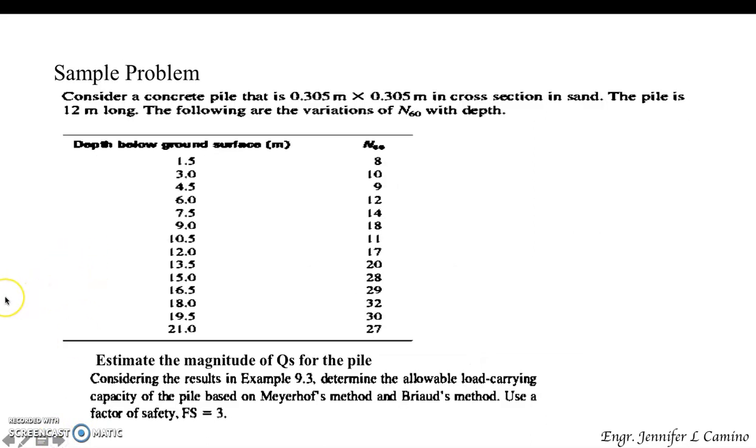So we have here a sample problem. Consider a concrete pile that is 0.305 meters by 0.305 meters in cross-section in sand. The pile is 12 meters long. The following are the variations of N60 with depth. So for this one, we are given our variations of N sub 60 that corresponds to every depth. We're going to estimate the Q sub S, our skin friction for the pile. We have to consider the result of the previous problem, where we determined the allowable load capacity of the pile based on Meyerhof's method and Briaud's method. So we use the factor of safety, Fs equal to 3.